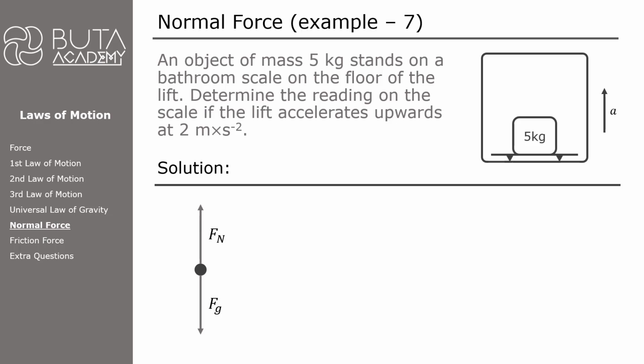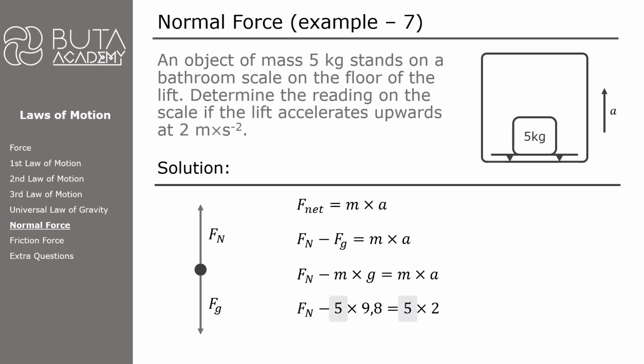the scale. According to the second law of motion formula, the net force applied on the object is equal to the product of the mass and acceleration of the object. As the object moves upwards, we consider upwards as positive and downwards as a negative direction. We can rewrite the equation as normal force minus force of gravity is equal to mass times acceleration. Force of gravity can be calculated as mass times gravitational acceleration, which are 5 kilograms and 9.8 meters per second squared respectively.